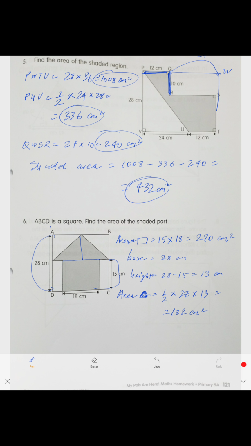And then you have two areas. You have the area of the shaded rectangle and the area of the shaded triangle. You put them together. Total shaded area: 270 plus 182 is equal to 452 centimeters squared.